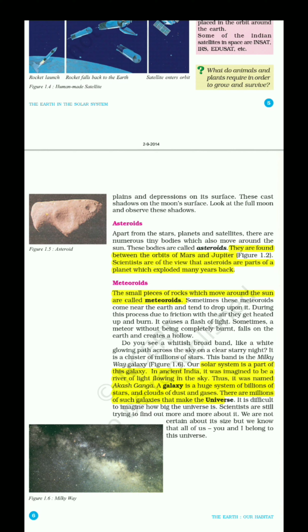Okay, meteoroid. If it falls, it is a meteorite. Otherwise, it's a meteor if it burns. Okay.